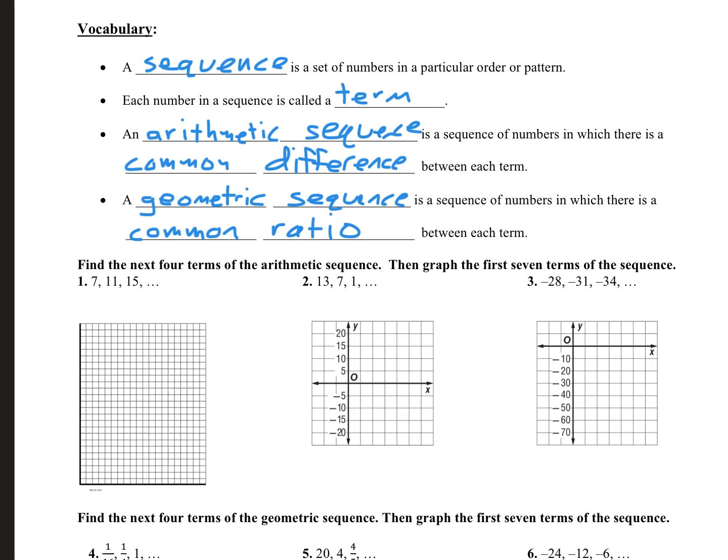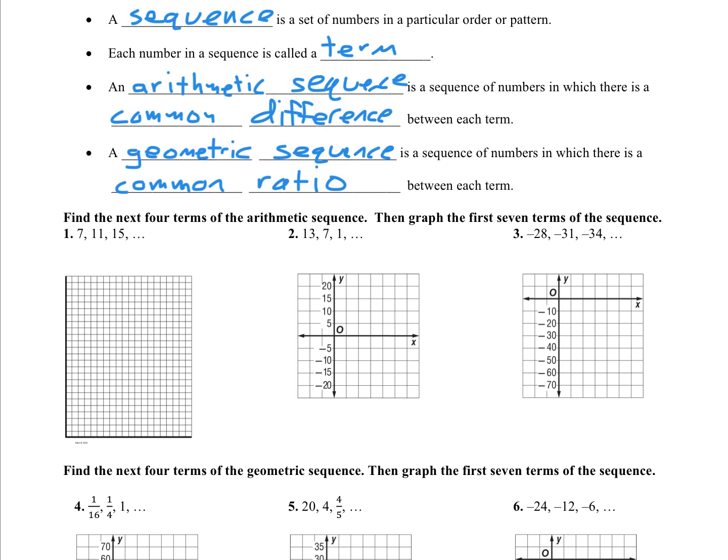All right, in these first three examples, we have arithmetic sequences. The way you find the common difference, which is called D, you could just take the second number and subtract the first number. So the common difference here is 4. And so now we have to find the next 4 terms. So if it goes from 7 to 11 to 15, let's just keep adding 4. 19, 23, 27, 31.